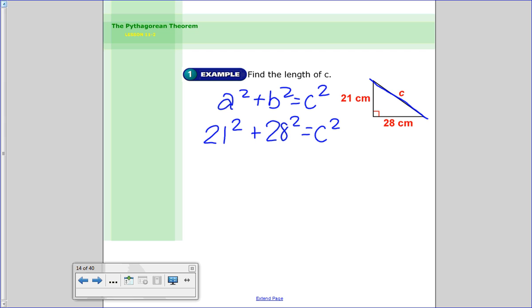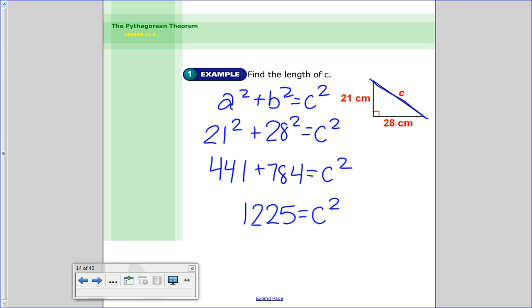So 21 squared, meaning 21 times 21, is 441. And then 28 squared, so 28 times 28, is 784. And we add this together, 784 plus 441, I get 1,225. Now, here's the thing. This gives us what C squared is equal to. So the square of C.